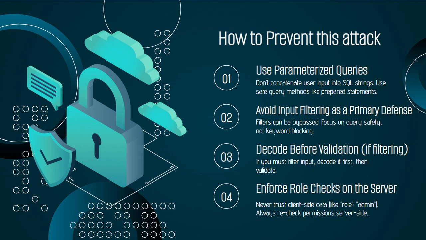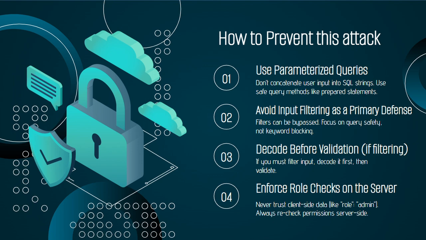The third round of defense is to decode before validating. The filter logic was applied after decoding the input once, but the server decoded the input a second time before executing the SQL, which turned our safe looking string back into a working payload. Input should be fully decoded before any validation or filtering happens. Otherwise, encoded payloads can sneak through and become active when processed deeper in the backend.